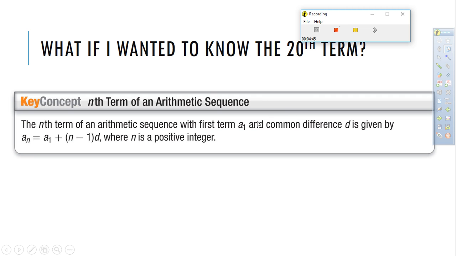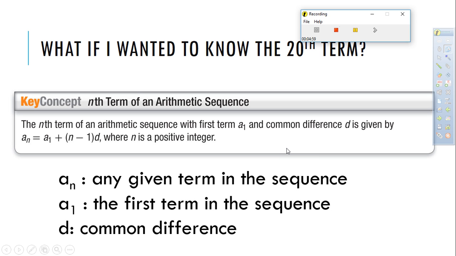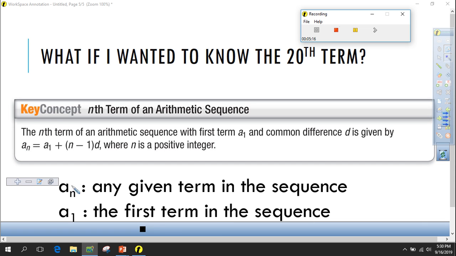The nth term of an arithmetic sequence with first term a sub 1 and common difference d is given by a sub n equals a sub 1 plus n minus 1 times d. We decided that that looked like a tricky equation, but really it was pretty simple. We moved the d up front because we liked it better up here because that's how we normally see it when you distribute. And we said that a sub n stands for any given term in the sequence. A sub 1 is the first term, and d is the common difference.